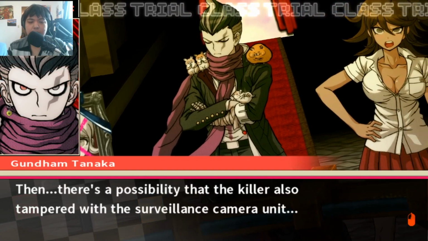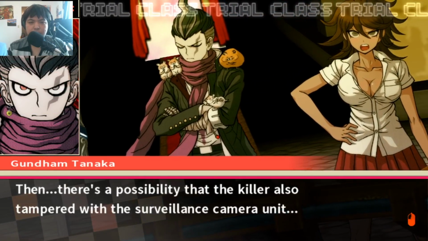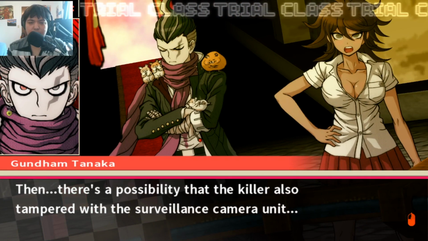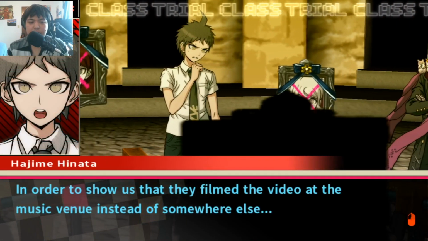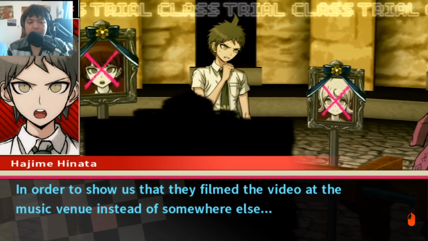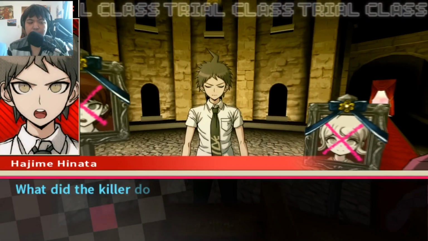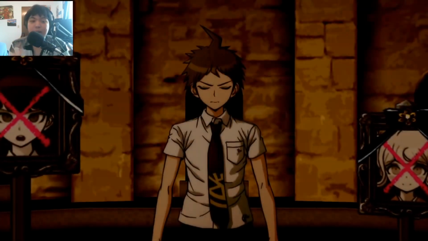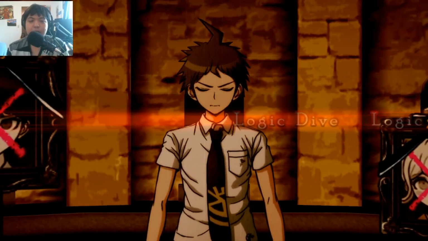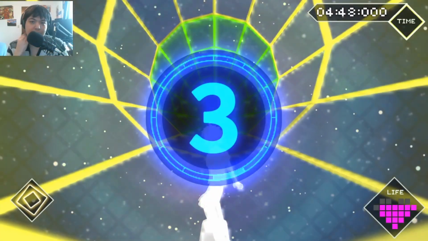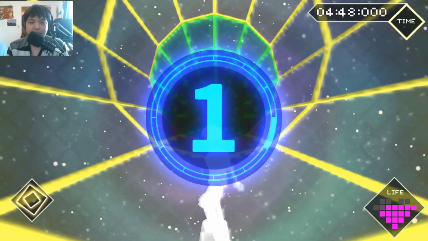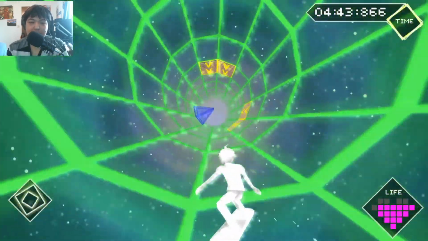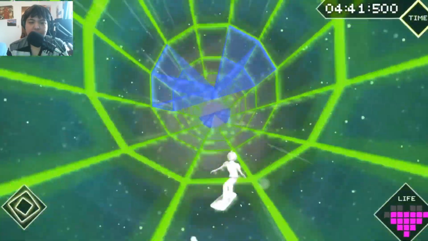There's a possibility that the killer also tampered with the surveillance camera unit. If only someone knew enough about technology stuff. What shows us that they filmed the video somewhere else instead of the music venue? What did the killer do to the surveillance camera unit? Well, logic dive again. I just gotta do the thing again. Anyways, I better make it as fast as possible.